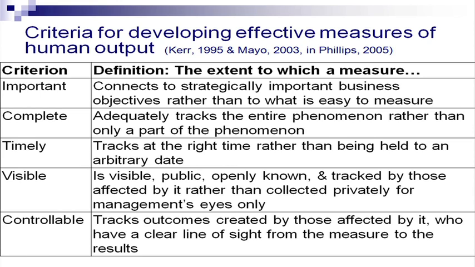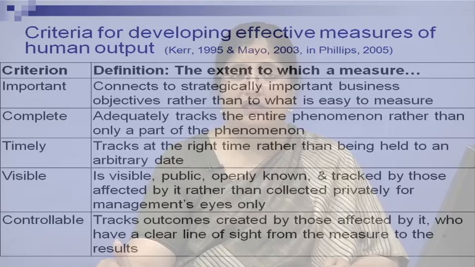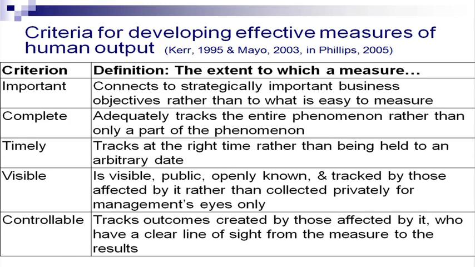The measurement criteria should be controllable. They should track outcomes created by those affected by them, who have a clear line of sight from the measure to the results. So every employee whose performance is being measured should have some control over the performance, should know what they can do to improve their performance. They should know how they are working, they should know how their work is being perceived, and they should have control over the outcome by doing what is necessary to improve the outcome. The performance measurement methods should be like that.